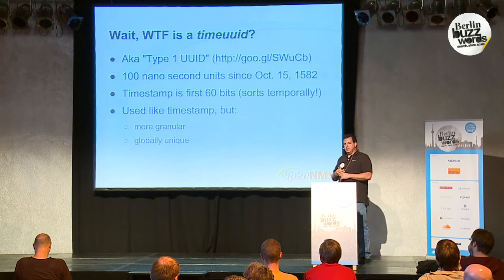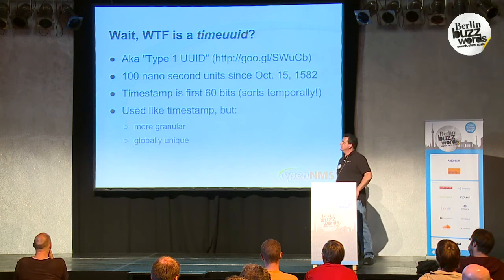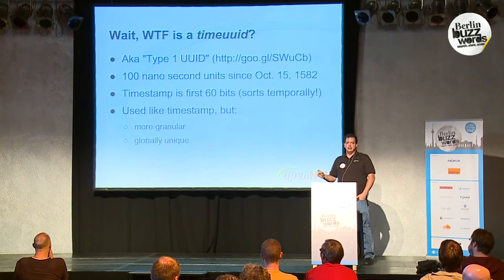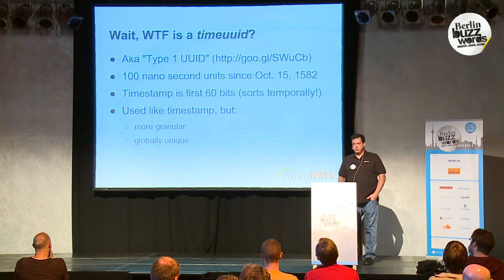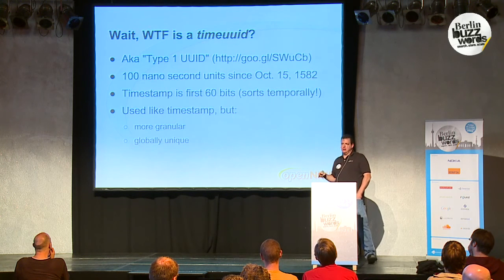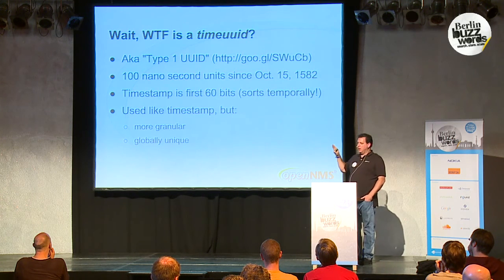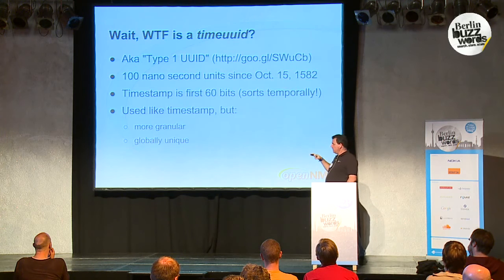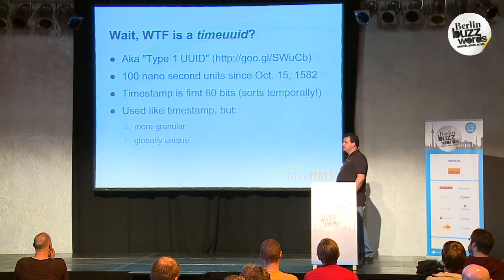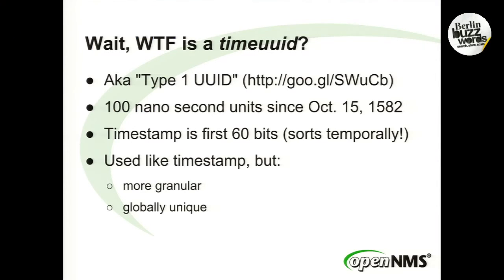A type 1 UUID or time UUID is a UUID. It's just the first version or first iteration of that standard. And it was kind of abandoned in favor of other forms of UUID because it kind of exposes the machine it was created on and obviously the time it was created, because the first 60 bits of that UUID are a timestamp. It's kind of a weird timestamp. It's 100 nanosecond units from like a 16th century epoch, but it is a timestamp. And because it's the first 60 bits, they sort temporally. And they have a relatively high resolution.